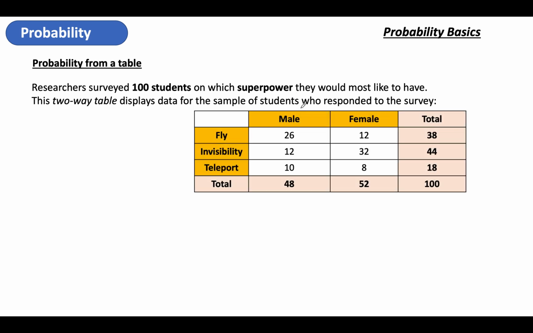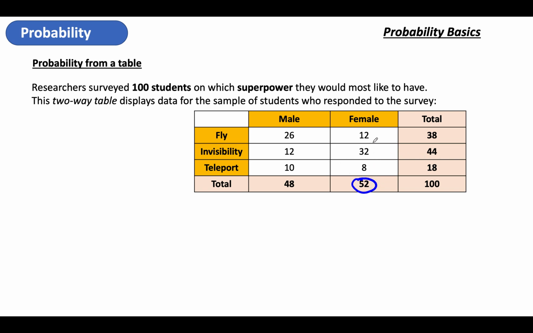So we had male and female students, and could give the possibilities of whether they would like to be able to fly, be invisible, or teleport from place to place. And remember how a two-way table works. If you pick any particular cell, like let's pick this one here, this cell is the number of females who said that they would like to be invisible. Or if you pick this one down here, this is the number of males who wanted to teleport. Or if we're going along the totals columns, obviously they represent the total of the column or row that they're talking about.